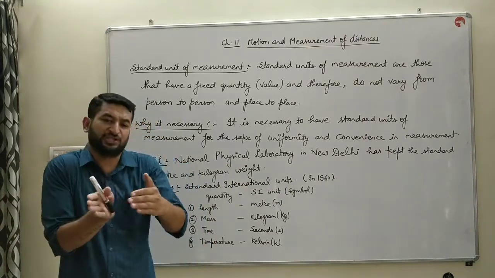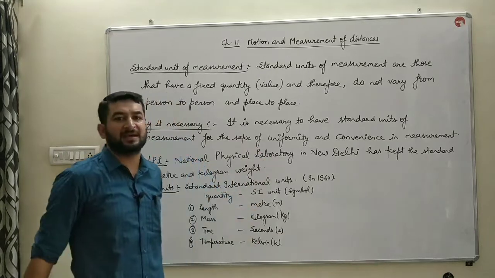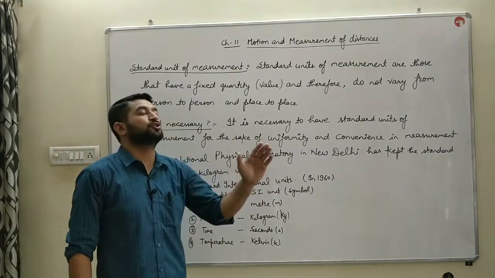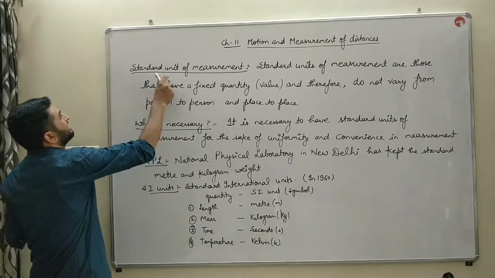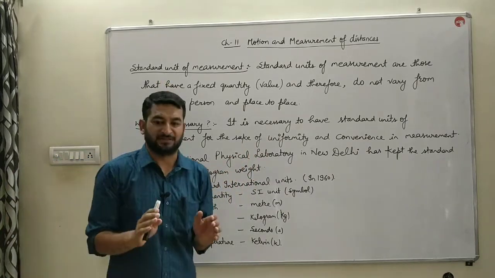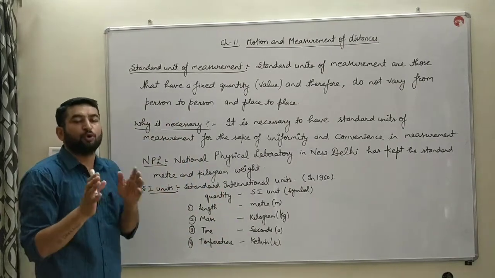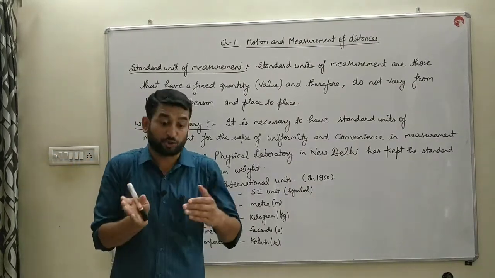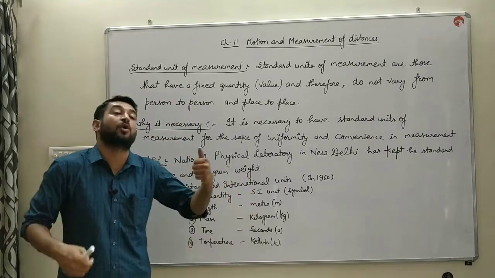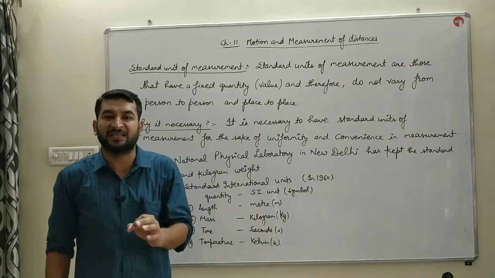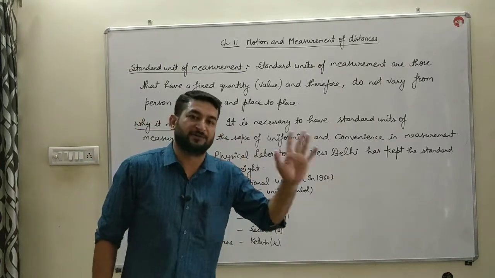So children, to bring uniformity in these things, what did we do? We standardized the units, and those units are known as standard units of measurement. So what are they? The standard units of measurement are those units which have a fixed quantity, that is a fixed value, and do not vary from one person to another person.